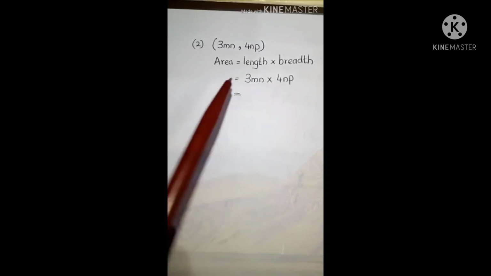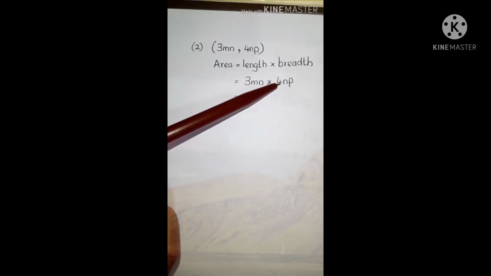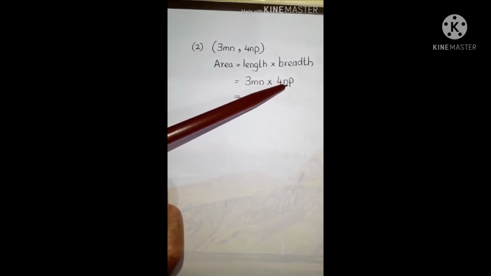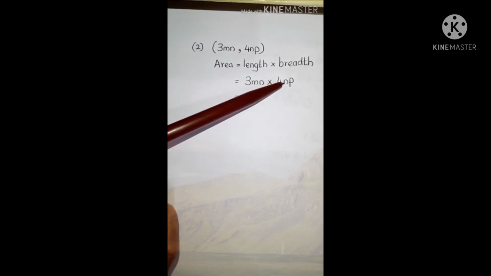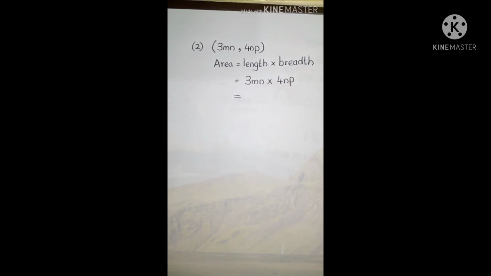3mn into 4np. 3 into 4, 12. m single, so m, n into n, n square, and then p. So the final answer is 12mn square p.